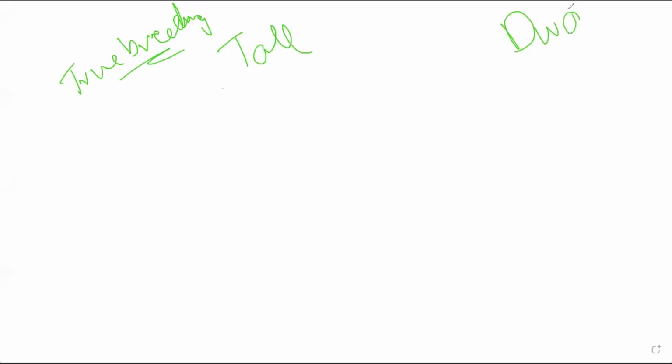I'm opening my whiteboard in front of you. If I'm talking about Mendel's work, it is something known as true breeding. What is the meaning of this true breeding? It should not have some kind of hidden gene. For example, suppose there is a tall plant and a dwarf plant.